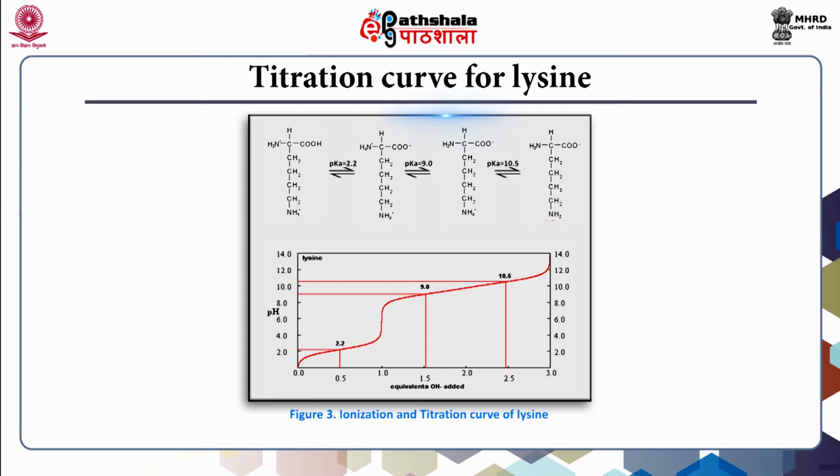At each pKa, the solution resists the change in pH with the addition of more and more hydroxide. The pI occurs where lysine has no net charge. Thus, pI is equal to pK2 plus pK3 divided by 2. The pI is thus reached at pH 9.75.